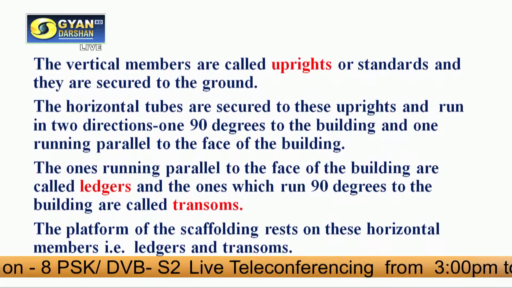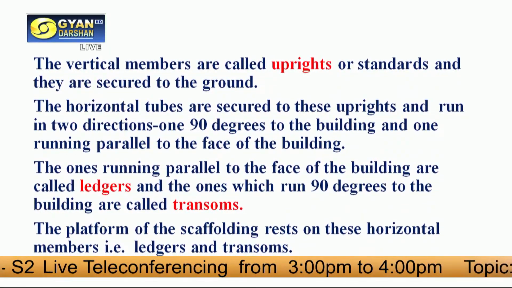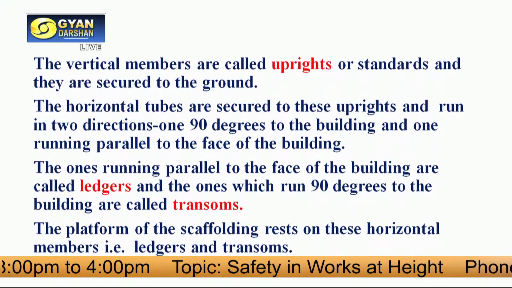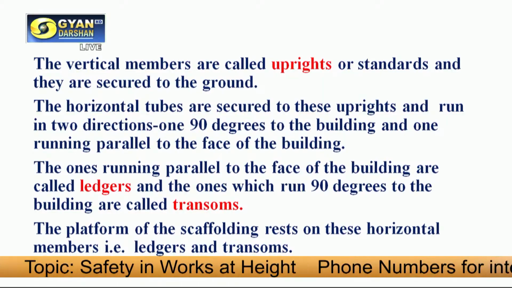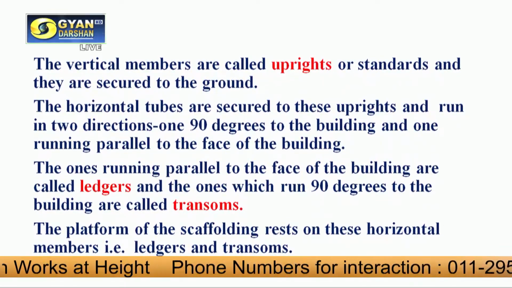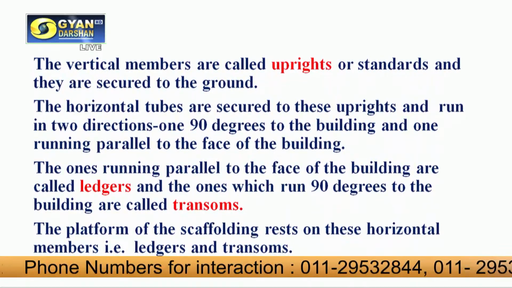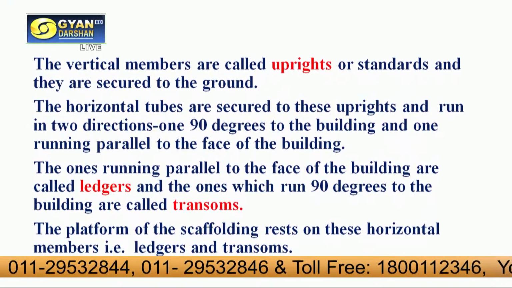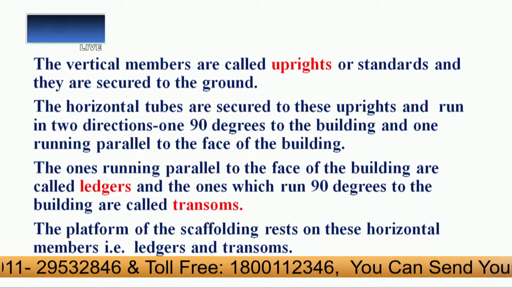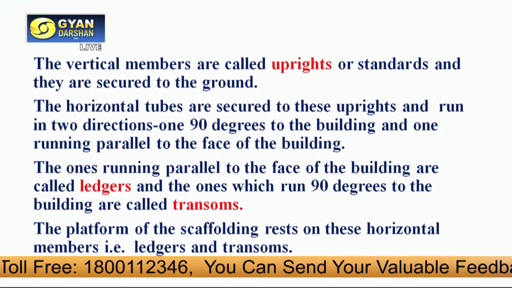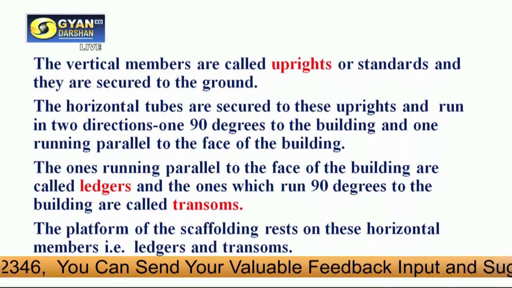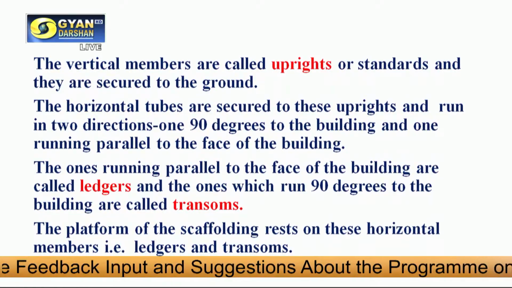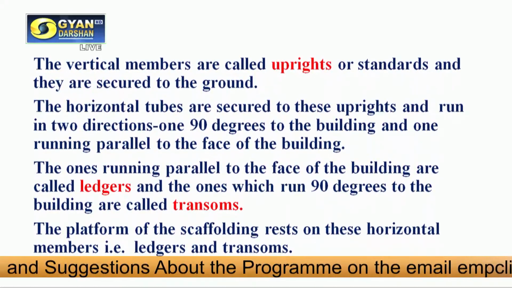The horizontal members which are running parallel to the face of the building are called ledgers. So if this is the wall, basically, any member which is parallel to the wall, those are the ledgers, basically. And if this is the wall and any horizontal member which is at 90 degrees to the wall, these are called the transoms. The platform of the scaffolding rests on these horizontal members, that is ledgers and the transoms. So this working platform is supported by these ledgers and the transoms, basically.